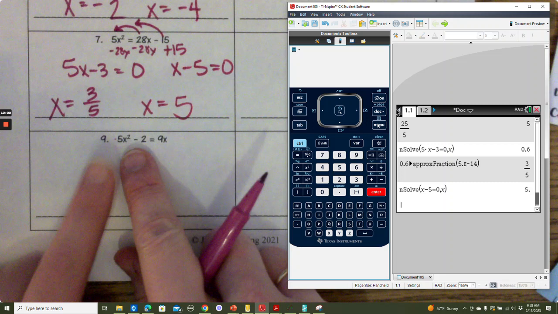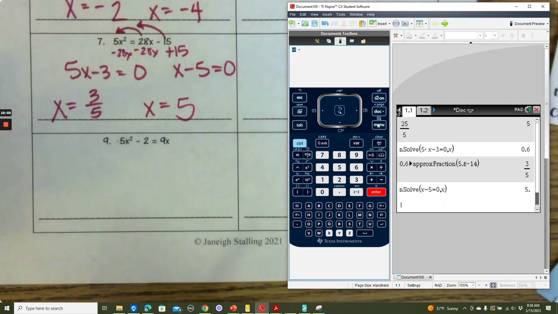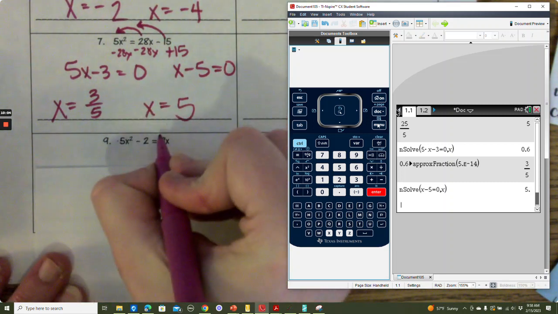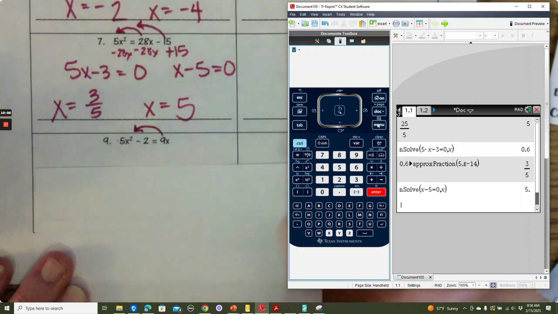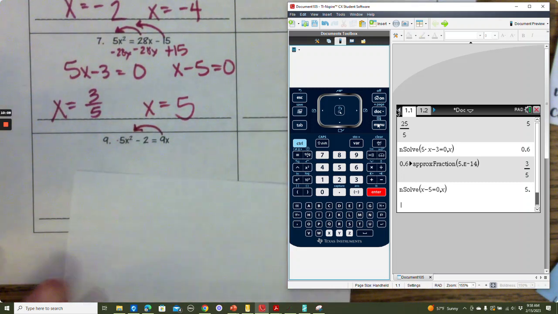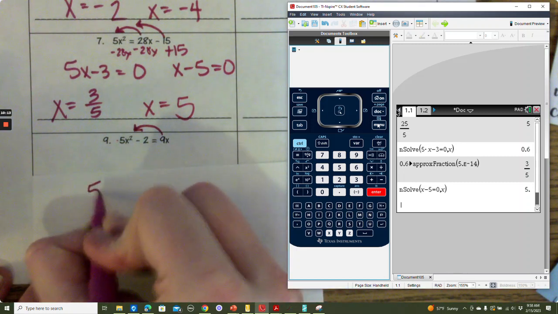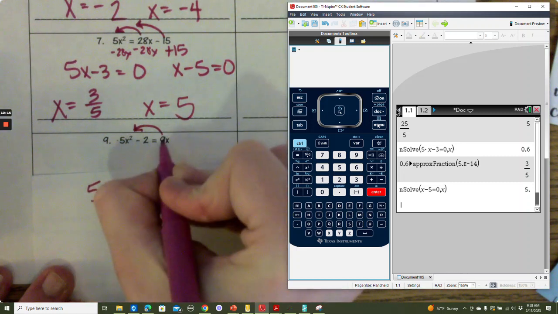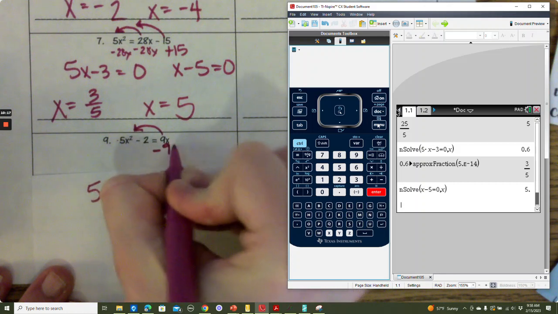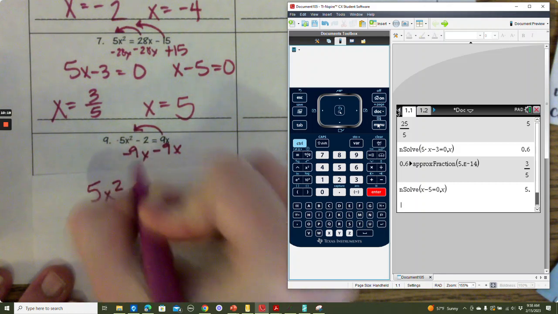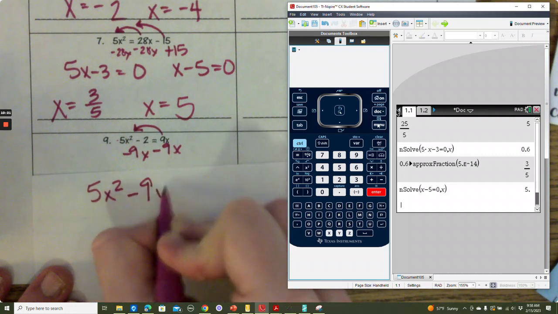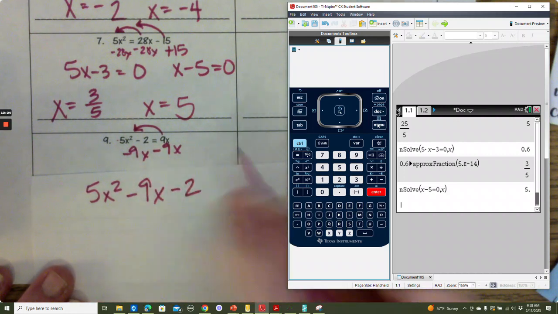All right, one more, and I've got pieces to move. So how am I going to move this 9x? What am I going to do to it? Subtract it. So I've got 5x squared, and then I'm going to move that 9x by subtracting it. And remember, I want the x to come next. I want the x after the x squared. And then minus 2.